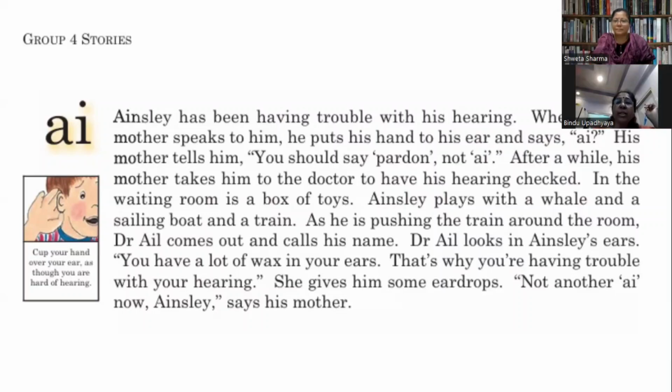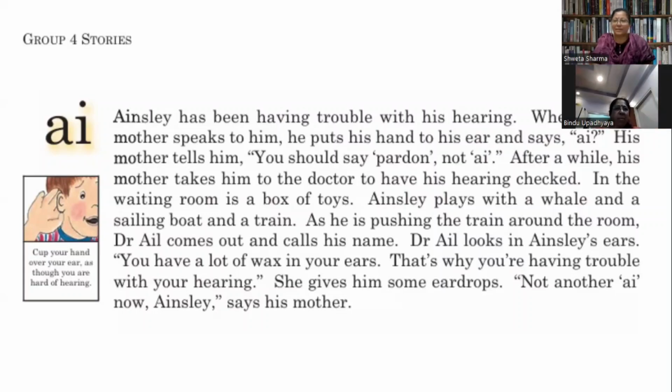As he is pushing the train around the room, Dr. Ale comes out and calls his name. Dr. Ale looks in Ansley's ears. You have a lot of wax in your ears. That's why you're having trouble with your hearing. She gives him some ear drops. Not another A now, Ansley, says his mother.